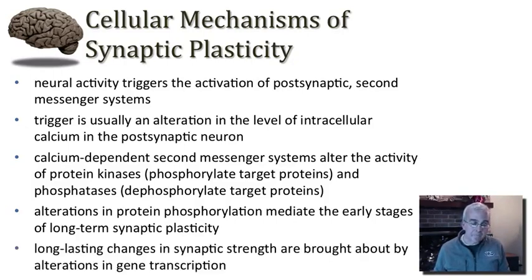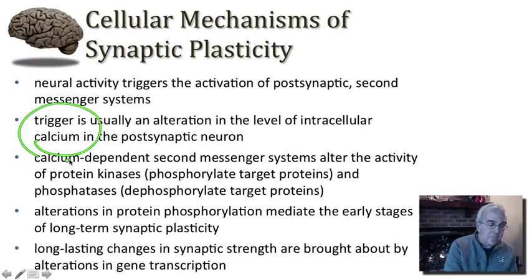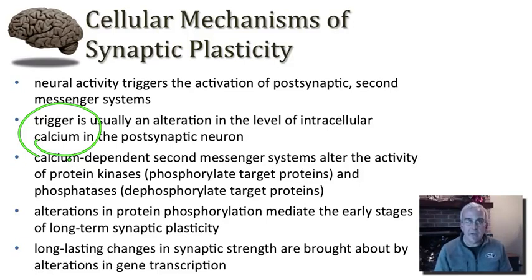However, for the long haul, there must be long-lasting change in synaptic strength that's brought about by other mechanisms, those mechanisms that involve a change in gene transcription. Well, all of these steps are common to multiple forms of plasticity, and one key differentiator of one form or another is going to be the level of calcium that's present in the postsynaptic cell. So pay attention to where the level of calcium becomes critical for determining what type of plasticity is observed.